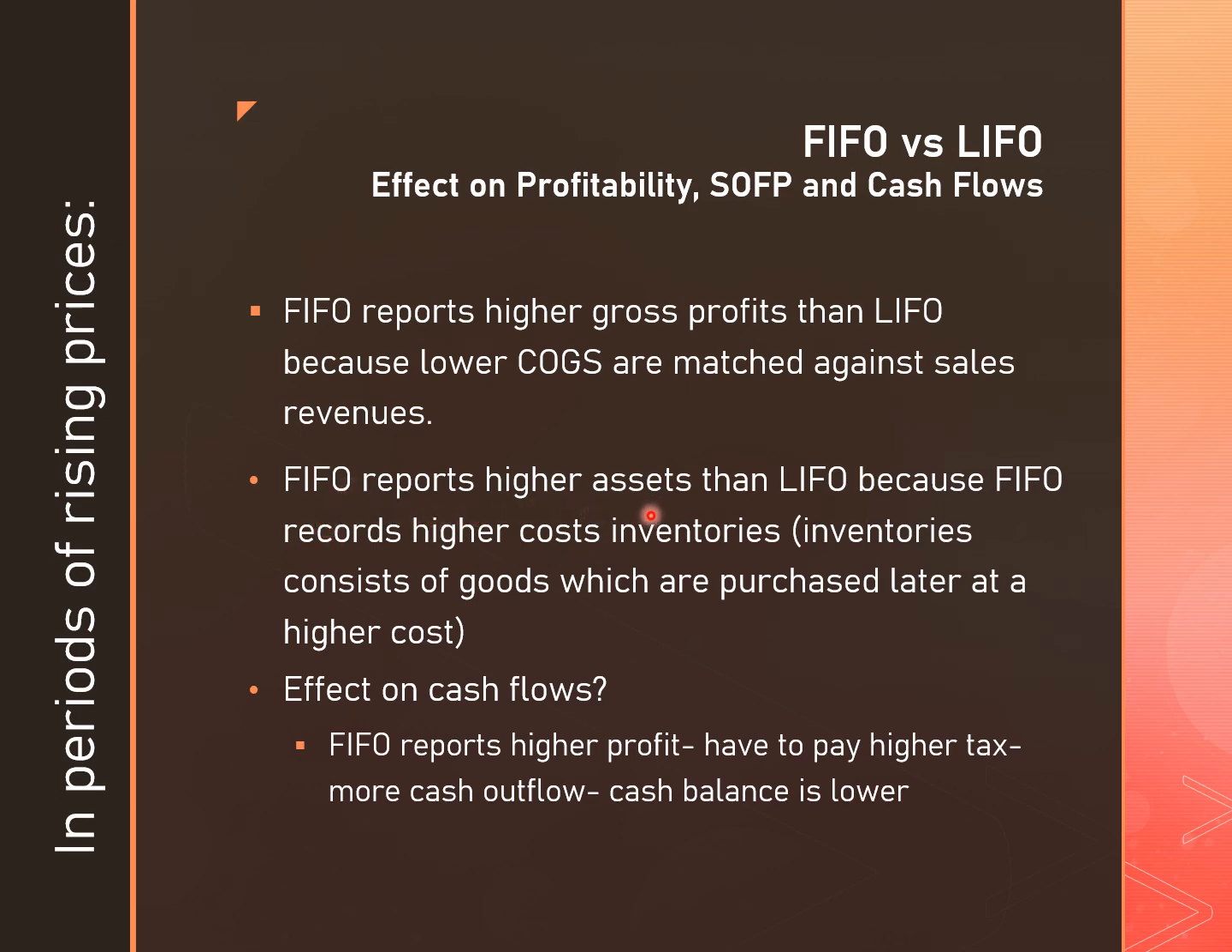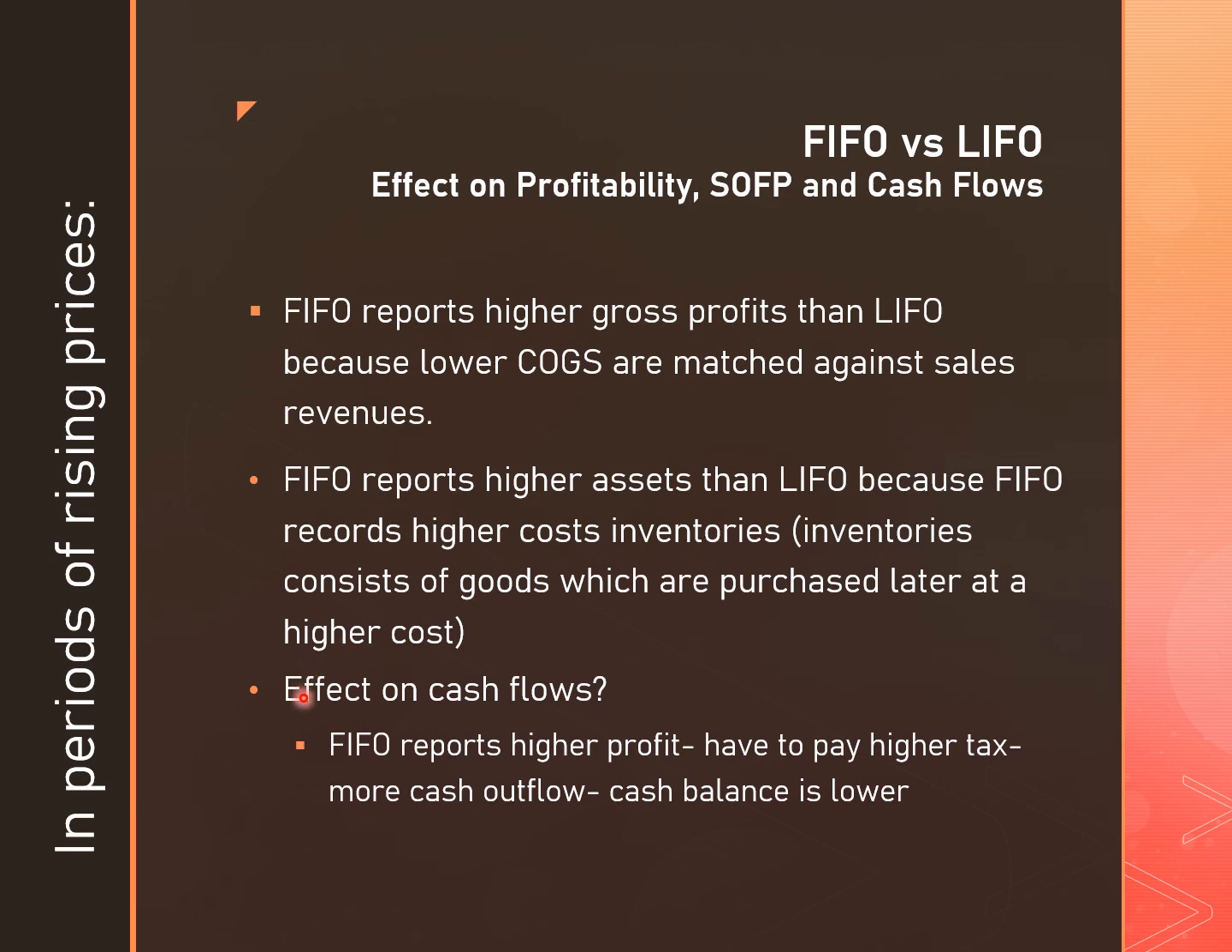FIFO reports higher assets than LIFO because FIFO records higher cost inventory, which is inventory consists of goods that are purchased at a later higher cost. So, dalam inventory dia akan report higher asset sebabnya dalam FIFO, inventory yang tinggal adalah harga yang recent. So, dia lagi tinggi harga dia.